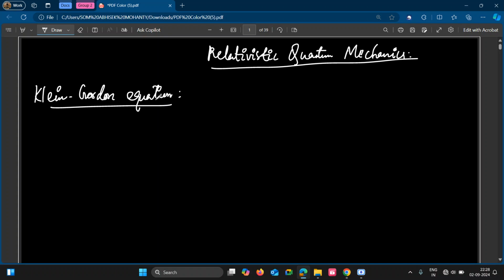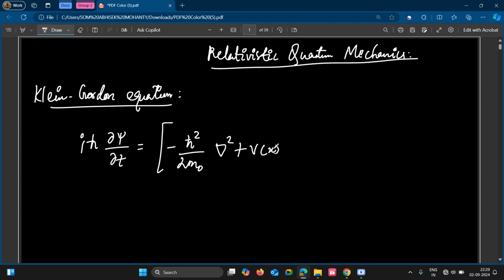From elementary quantum mechanics, we know the Schrodinger equation. If I write the Schrodinger equation: i h-cut del psi by del t is equal to minus h-cut square by 2m naught del square plus V(x), psi(x). Is that right?